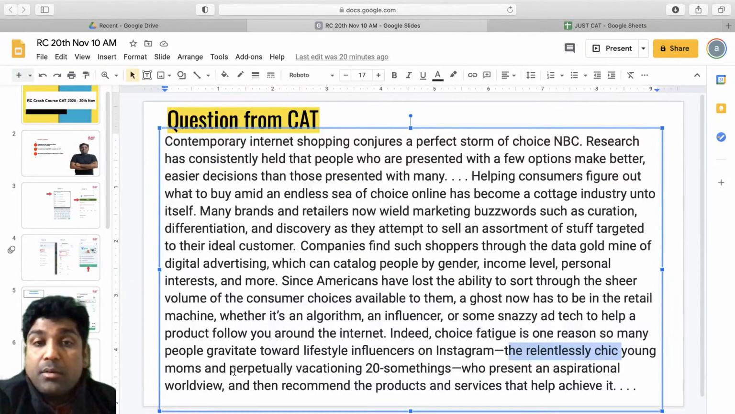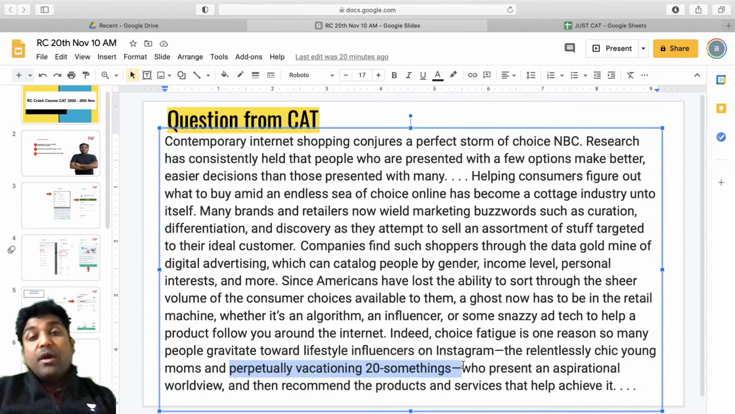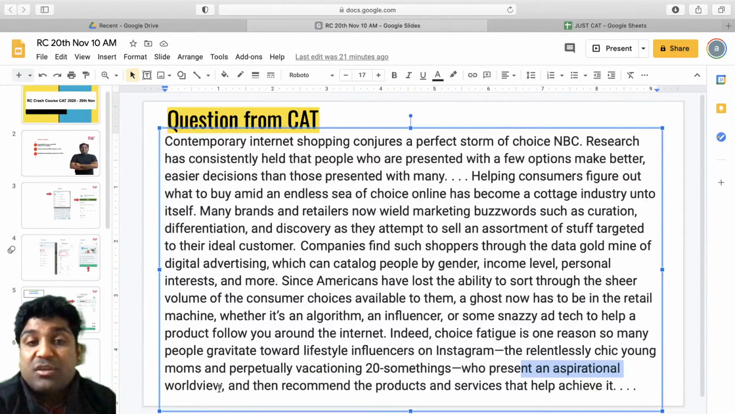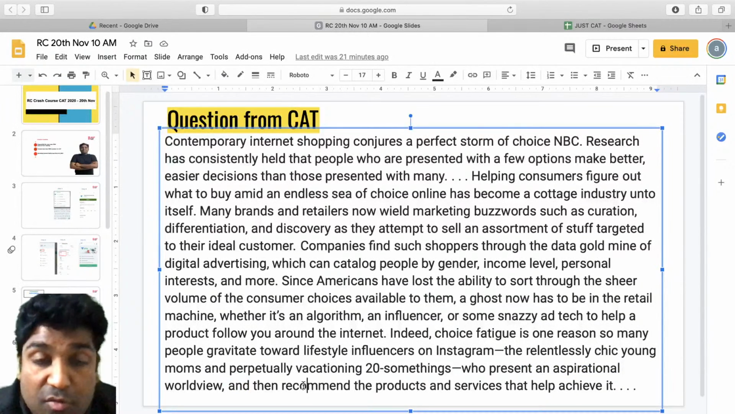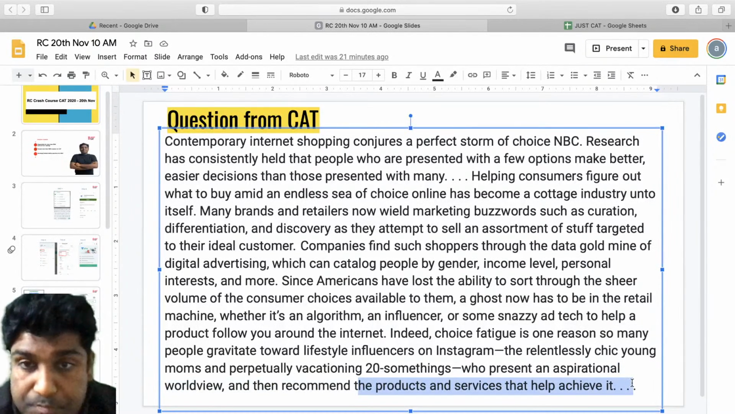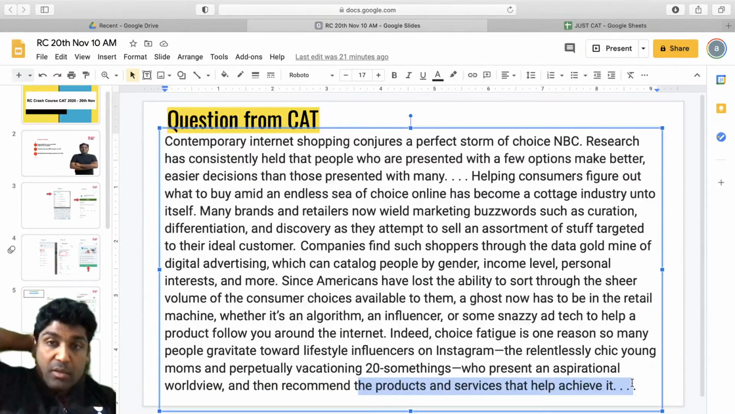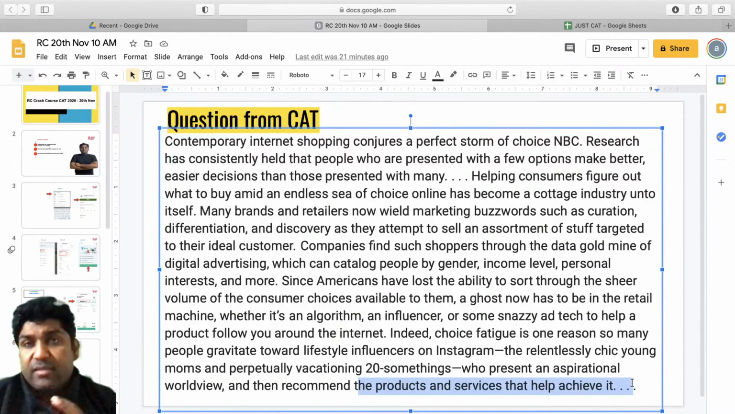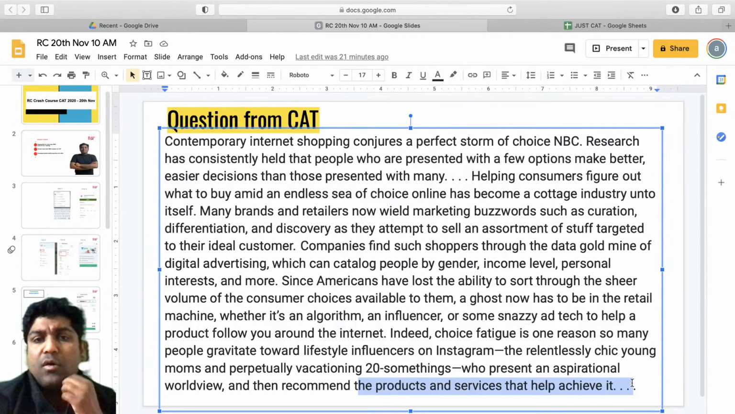Young moms, and perpetually vacationing 20-somethings, the people who are always on a vacation, who present an aspirational worldview, and then recommend the products and the services that help achieve it. Okay, so they are giving this example of whom people are looking up to when they are seeking advice as to what they should be wearing.